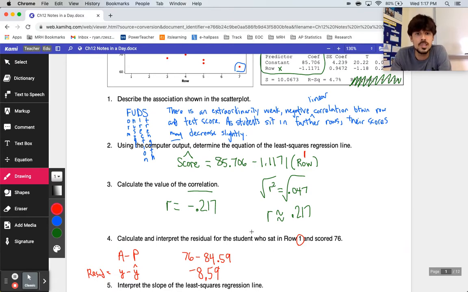So what I would say is that a student who scored a 76 in row 1 scored 8.59 points lower than we would have predicted using the LSRL. Or I could flip it around and say, hey, we predicted 8.59 points too high compared to what this student actually scored. I like my first method better because it's a negative, so I like talking about it being too low. That just makes logical sense to me.